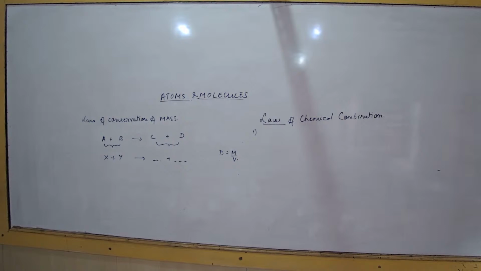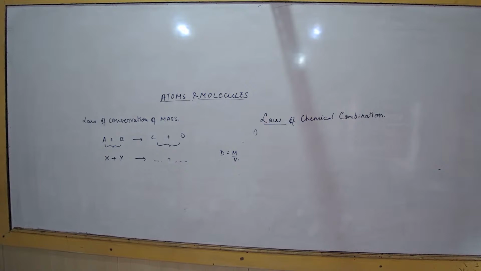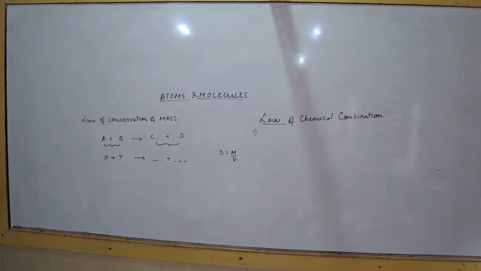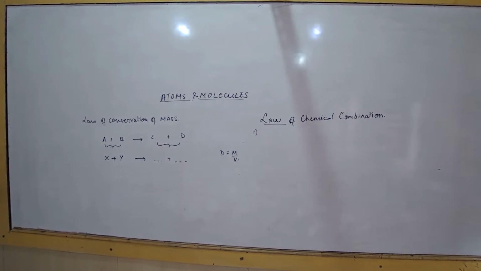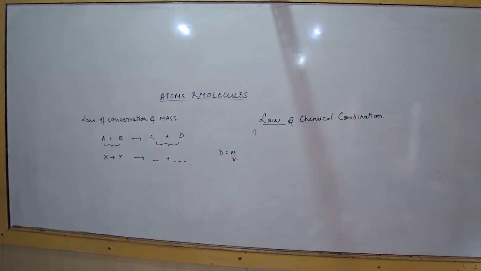In a chemical substance, the elements are always present in definite proportion. Law of constant proportion is also called as the law of definite proportion. So if at all you see constant proportion or definite proportion, don't get confused. It means the same. Okay.